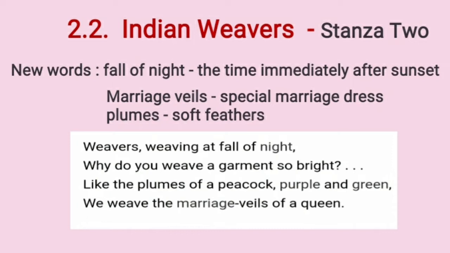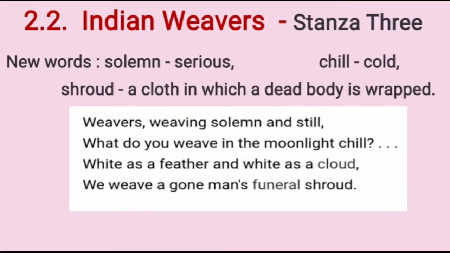The second stanza describes the second stage of human life, that is adulthood. During this stage, humans are quite active. They get married and quest for a better and prosperous life. The colors purple and green symbolize sorrow and happiness. Ups and downs of life make adulthood bright. Now come to stanza number three.